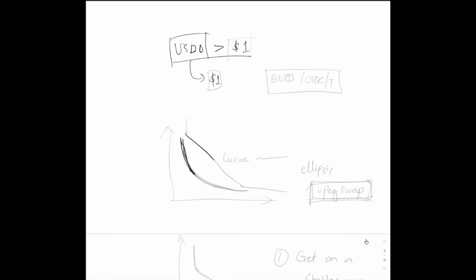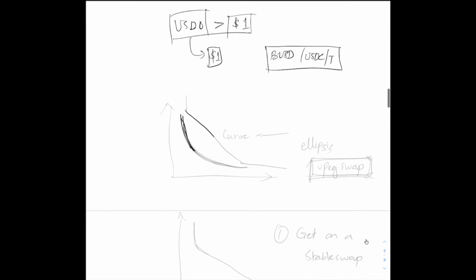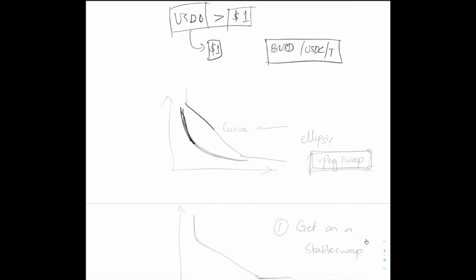Obviously, we are working on that and we are going to build more things, but it's a bit of a chicken and egg. Unless you have the peg where it is exactly redeemable for something like BUSD or some other stablecoin which is more widely accepted, other people will not exchange their services for USDO. Now there is one more issue. Right now we are on PancakeSwap, which has a very high slippage curve.